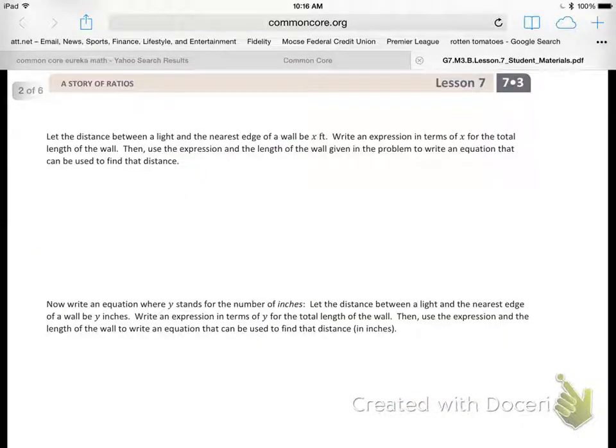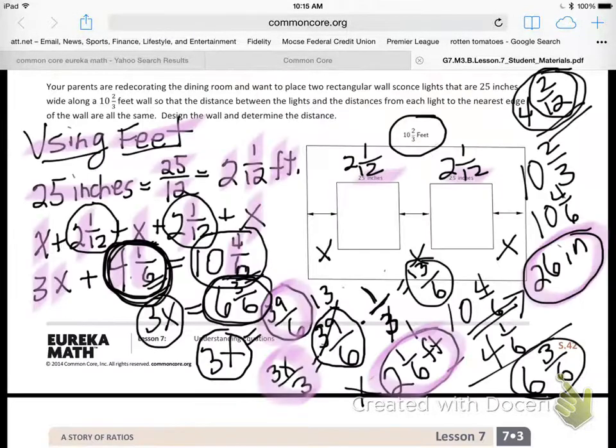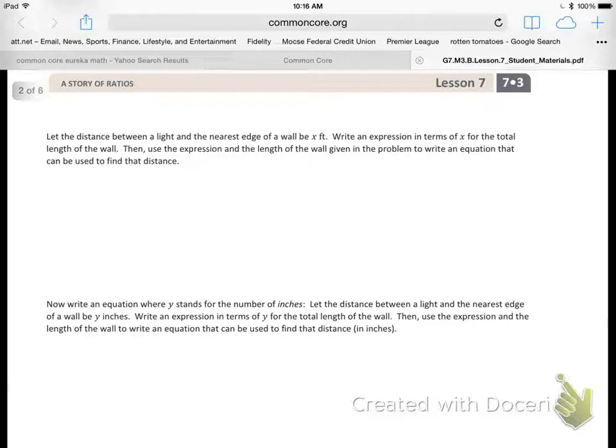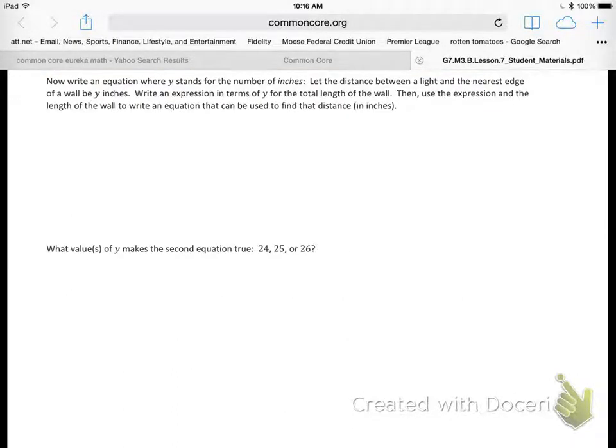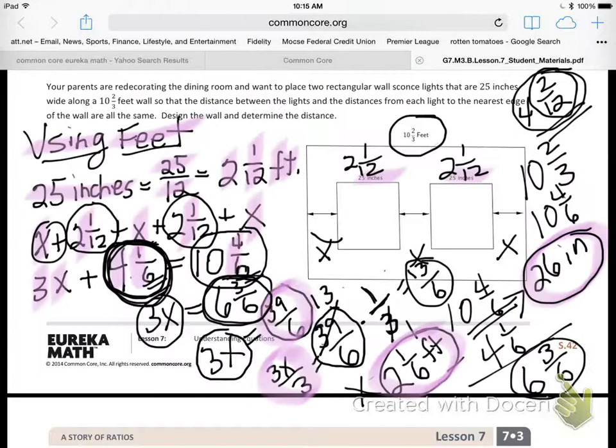Now these next pages, if you'll notice, we actually did all this work back here when we plugged in x for the unknown spaces on the wall, and then we wrote an equation. They said they did y for inches, but we just went ahead and did x both times. Now this last part says what values of y, or let's say x because that's what we used, make a second equation true. So let's plug one of our equations in, and that was this one right here.